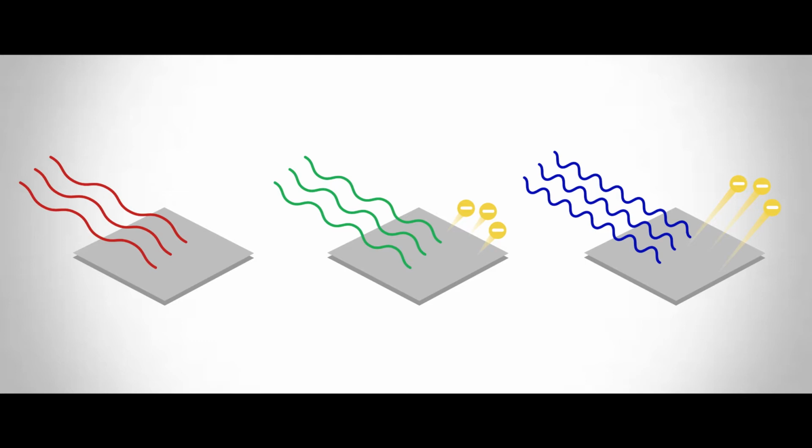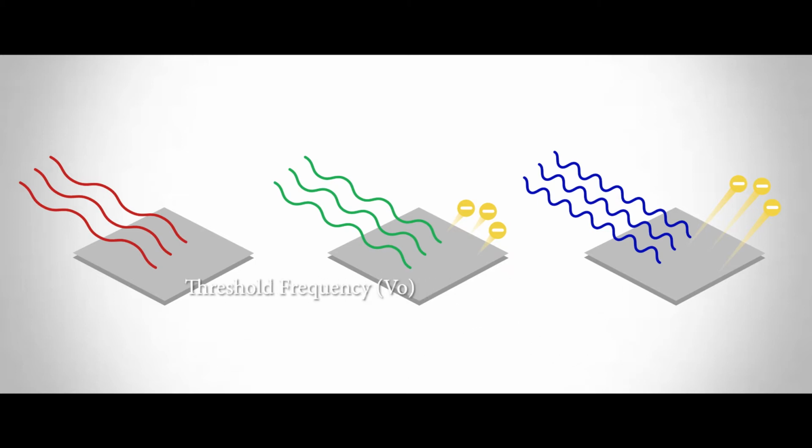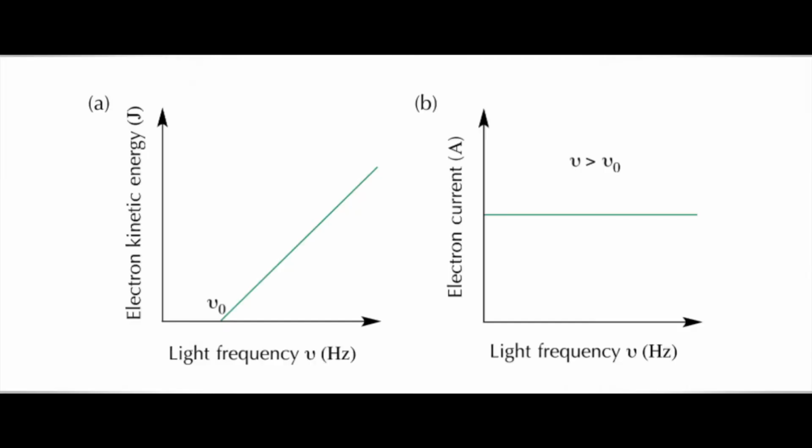Scientists observed that if the incident light had a frequency less than the minimum frequency, then no electrons were ejected regardless of the light amplitude. This minimum frequency is also called the threshold frequency, and the value of the threshold frequency depends on the metal. For frequencies greater than the threshold frequency, electrons would be ejected from the metal. Furthermore, the kinetic energy of the photoelectrons was proportional to the light frequency. The relationship between photoelectrons' kinetic energy and the light frequency is shown in the graph here.